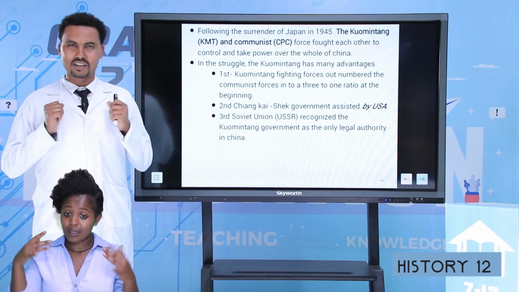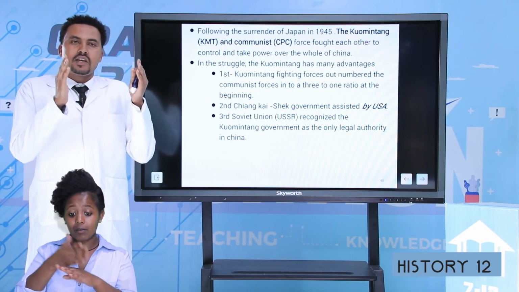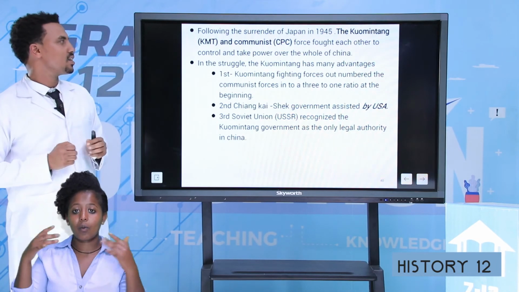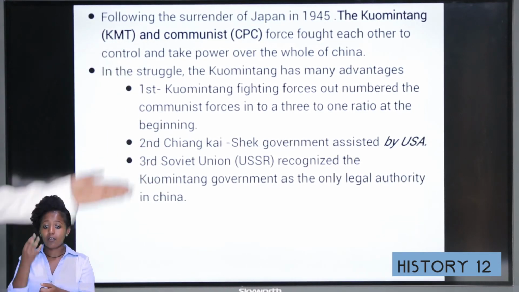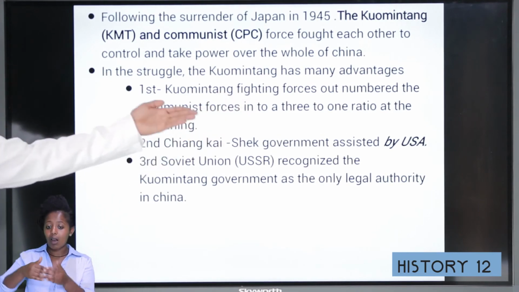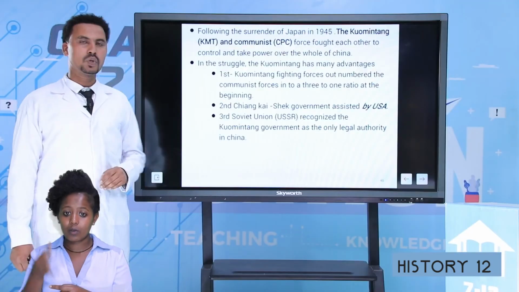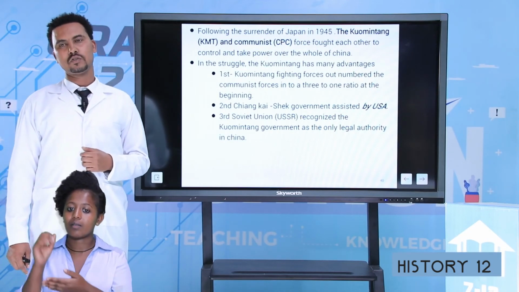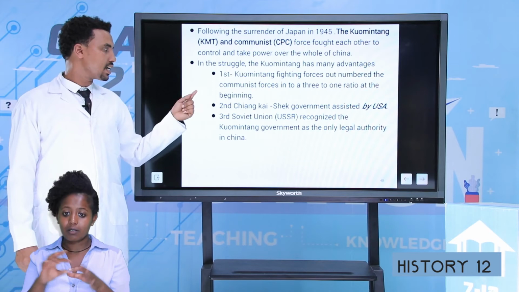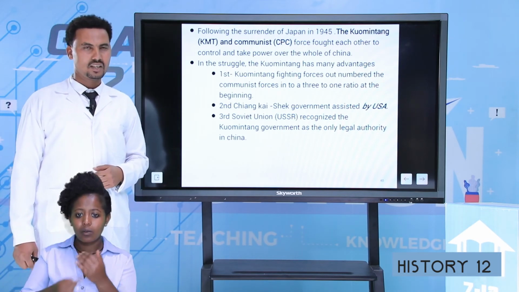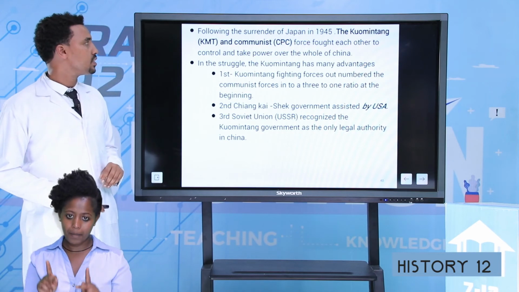During the war, there was a ceasefire between the Communists and the Kuomintang. After independence, the civil war between the Communists and the Kuomintang began. In the struggle, the following were the advantages of the Kuomintang. First, the Kuomintang forces outnumbered the Communist forces three to one at the beginning. Second, Chiang Kai-shek's government was assisted by the United States of America. The other advantage was that the Soviet Union recognized the Kuomintang government as the only legal authority in China. Those were the advantages of the Kuomintang at the beginning of the war.